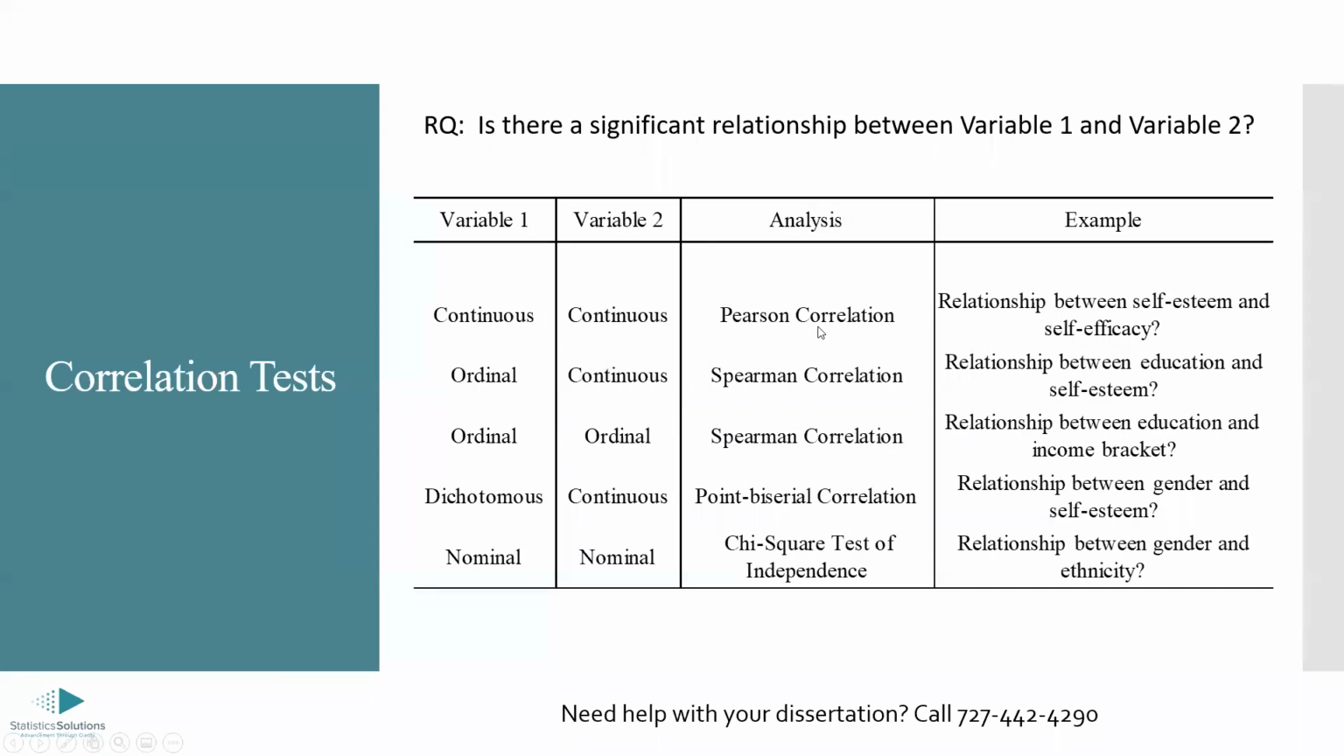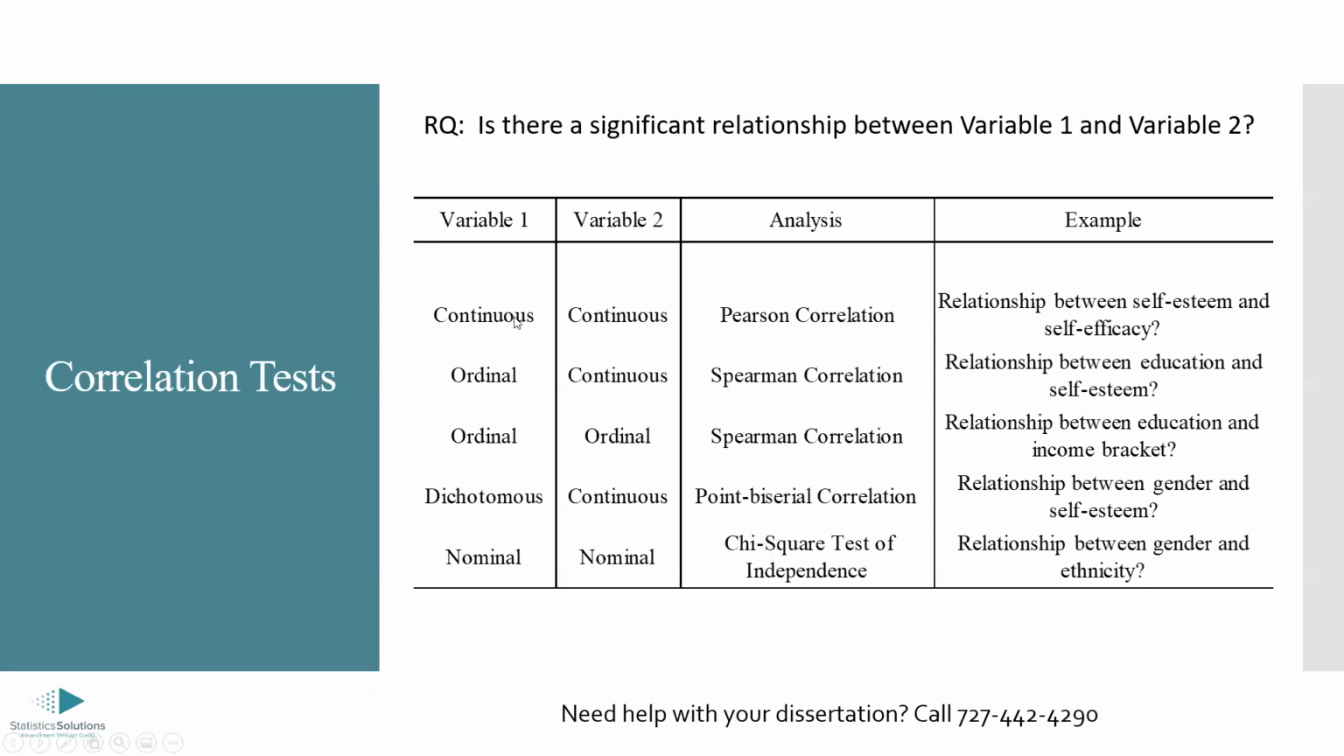So the first test family we will look at are correlation tests. And you'll see a sample research question at the top here. Is there a significant relationship between variable 1 and variable 2? In the final column here, I've provided examples of potential research questions that would fit each of these analysis types.